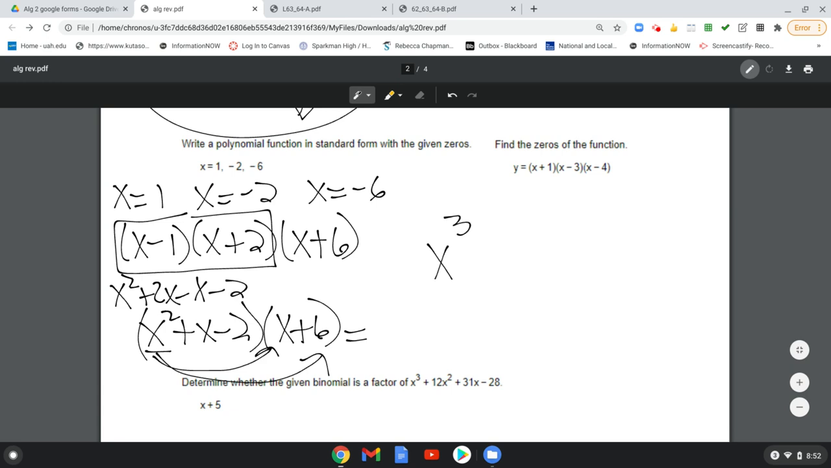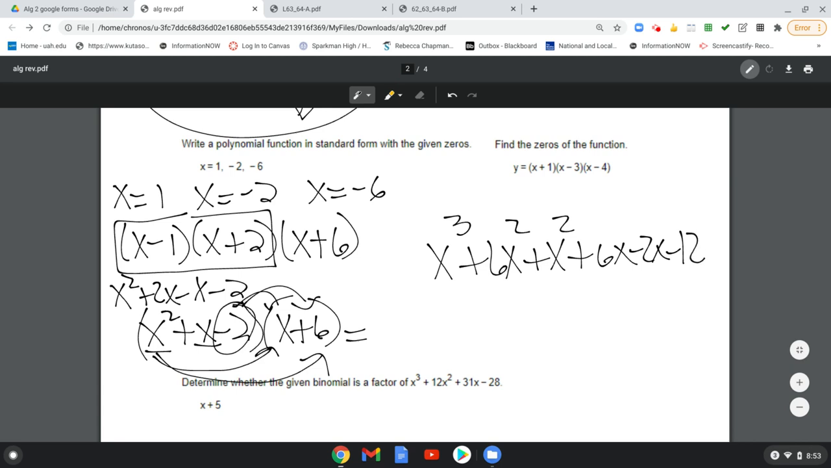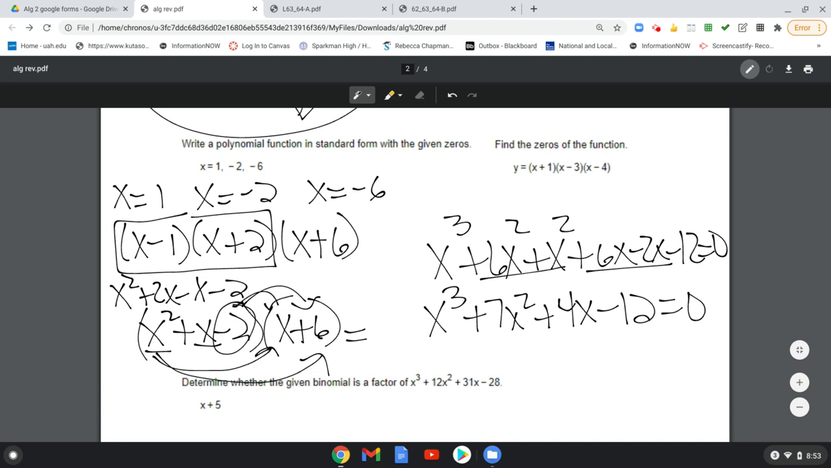So that gives me x to the third plus 6x squared. Then I'm going to take my x and do the same thing. So that gives me x squared plus 6x. Then I'm going to take the -2 and distribute it. So that gives me -2x minus 12. And all that will equal 0. Combine your terms. I can add those together and get 7x squared. I can add these together and get positive 4x and then subtract the 12. And that would be the equation associated with this question.